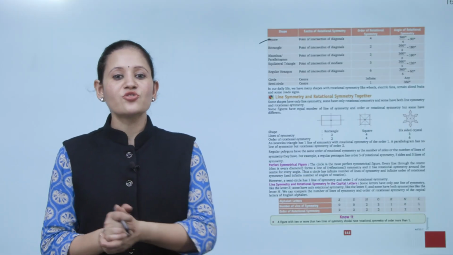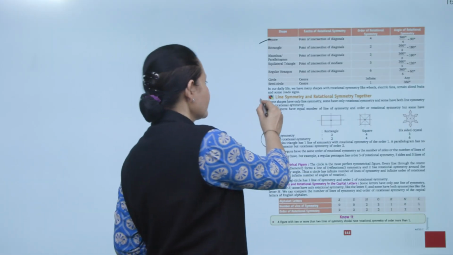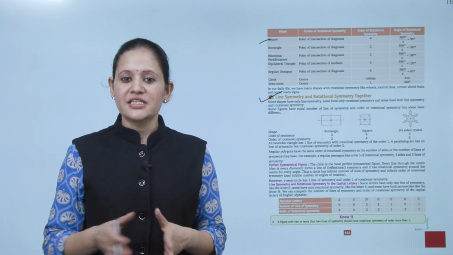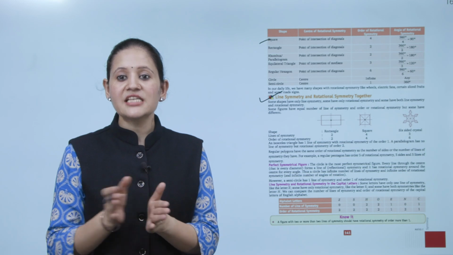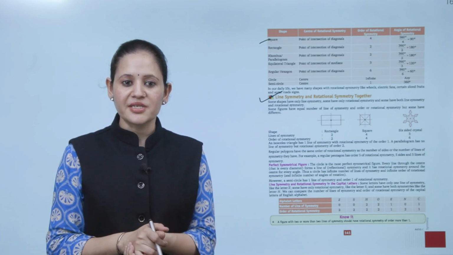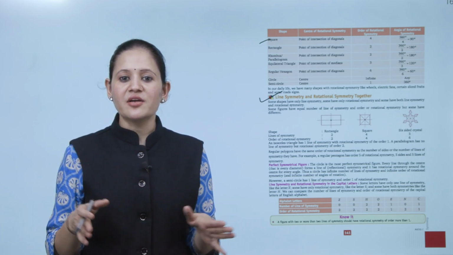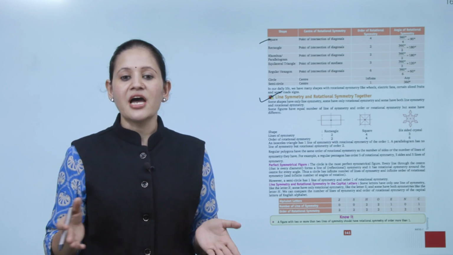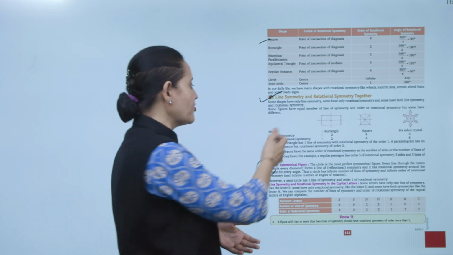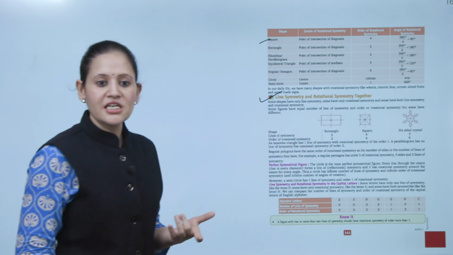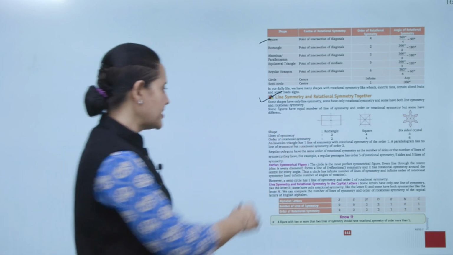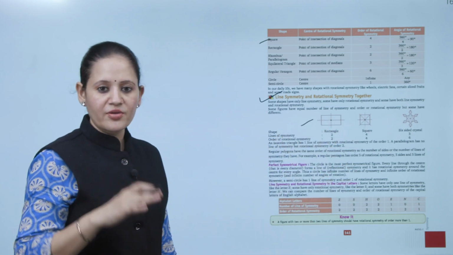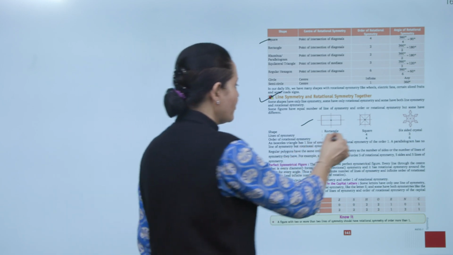Next is line symmetry and rotational symmetry together. Some shapes have only line symmetry, some have only rotational symmetry, and some have both line symmetry and rotational symmetry. Some figures have an equal number of lines of symmetry and order of rotational symmetry, but some have different. So, in rectangle you can see 2 lines of symmetry and order of rotational symmetry 2. In square 4 lines of symmetry and order of rotational symmetry, that is also 4.